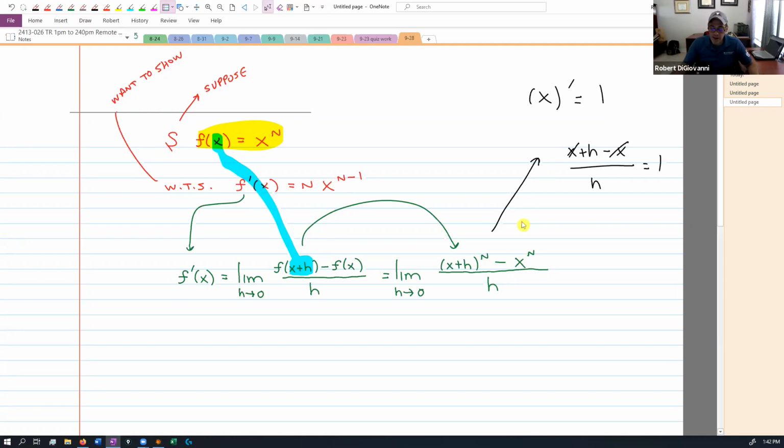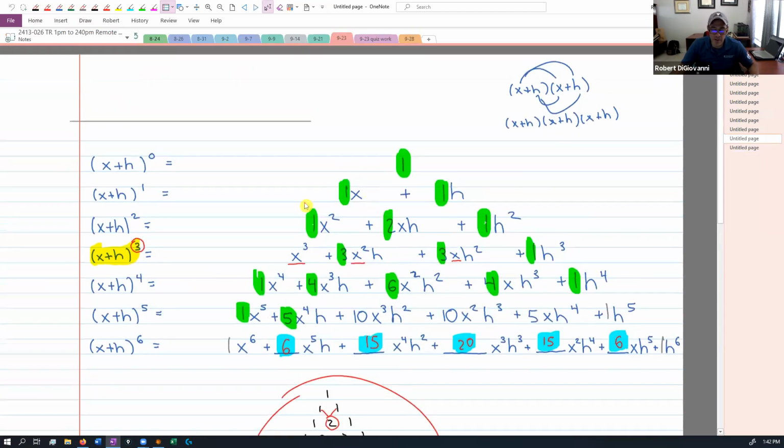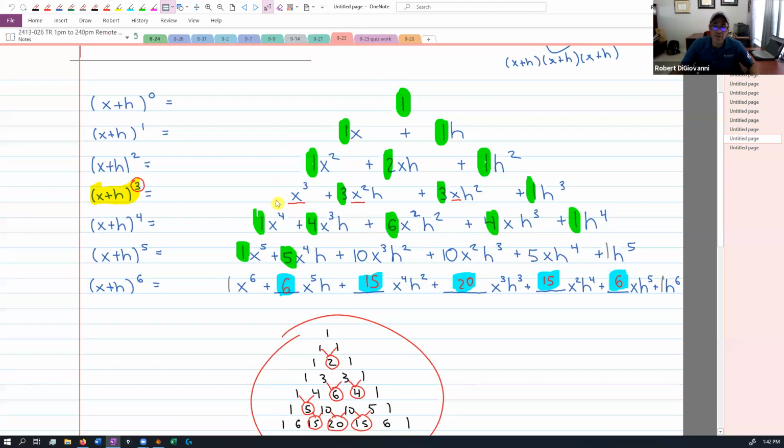Okay, so x plus h to the n, we're stuck with this. We go back to last class. I did this Pascal's triangle, remember that? It was for a reason. I tried to get you to establish a pattern in this. Remember this?